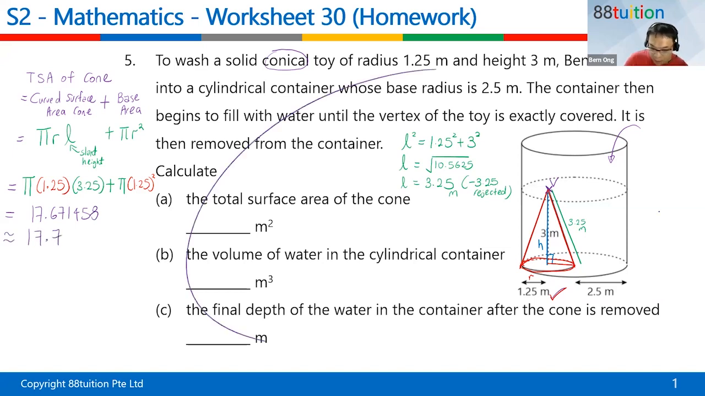By default, you must give it to 3SF. Question never say. You have to give it to 3SF, because this number here is an irrational number. It's an irrational number because of the pi. So you give it to 3SF: 17.7 meter. Hey, they're looking for area. Yeah, sorry, 17.7 meter square. Can you see that? So this is your presentation.